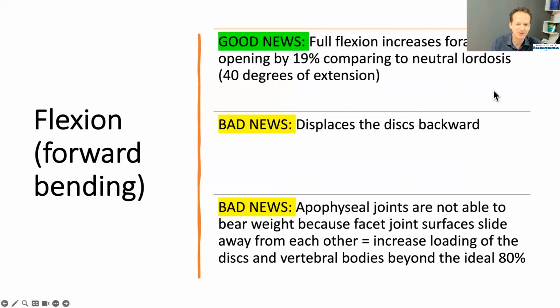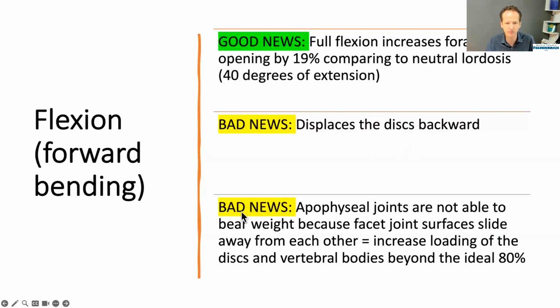Now the bad news is that with forward bending, the discs are being displaced backward, so into those holes actually. So sometimes it's a bit of a conundrum: the person wants to bring the knees to chest because that opens up the hole, but at the same time, more of the disc material is being pressed into that hole. So we need to be smart about our approaches.